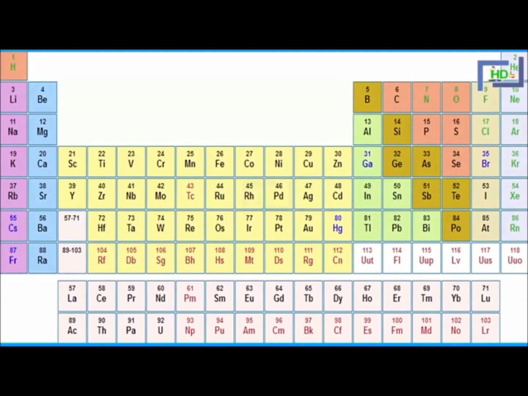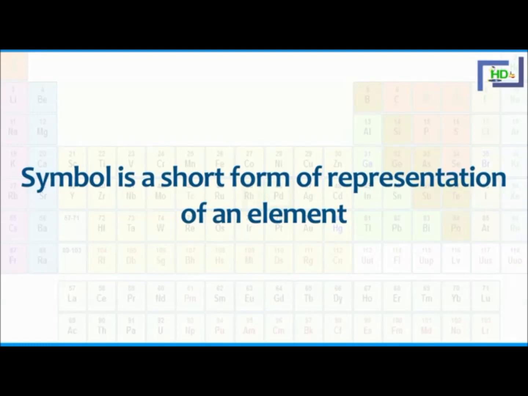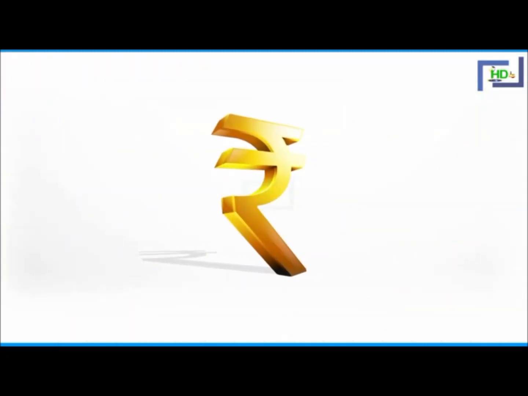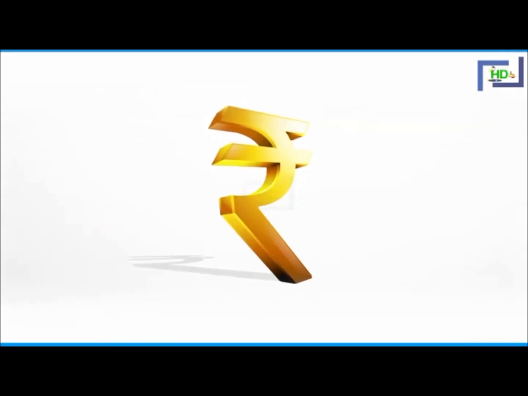There are 117 known elements. To identify all these elements, we require some representation. Symbols of elements. This is nothing but a short form of representation of an element. In daily life, you come across so many symbols. Suppose rupees. This is the symbol for Indian rupee.